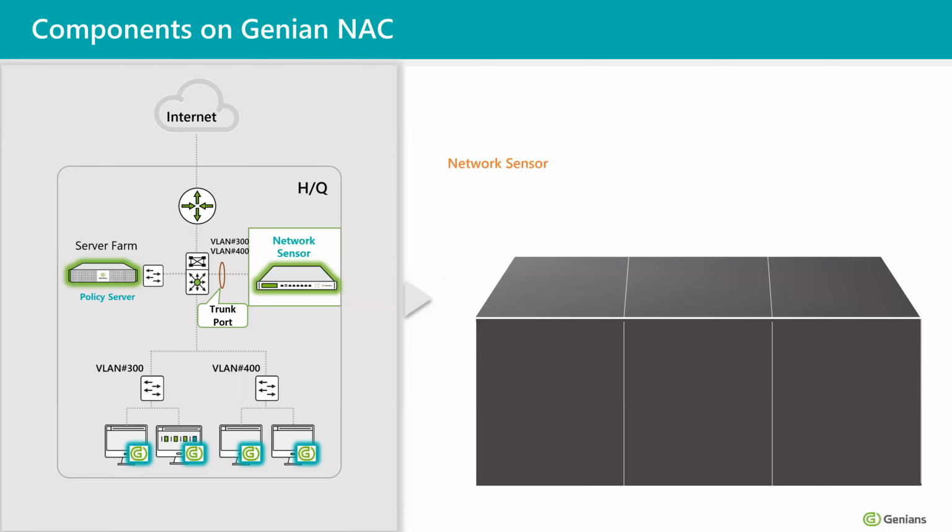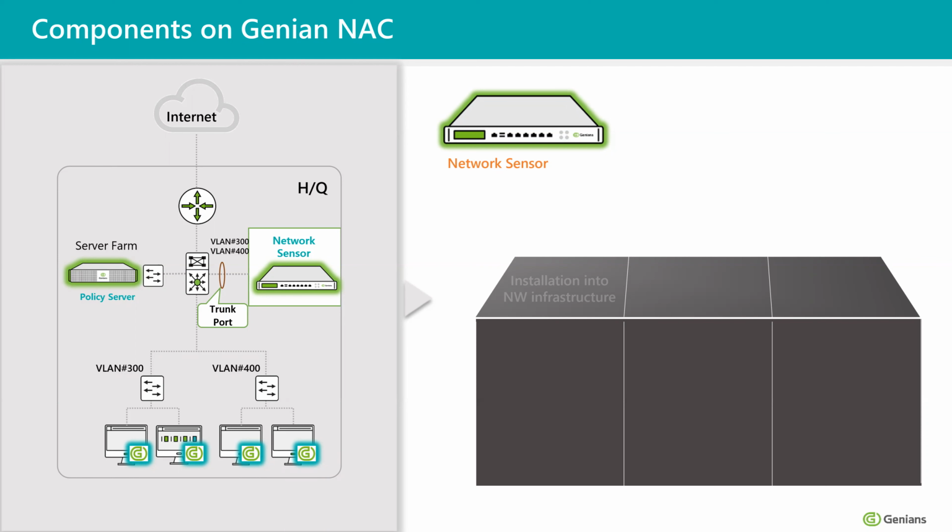Second one is the network sensor, which you may be questioning why it is needed, as well as the policy server. I would like to highlight why the network sensor is needed. As you know, the very big difference of Genians NAC from the others is the real-time device detection. With the Genians network sensor, it can work the real-time detection.